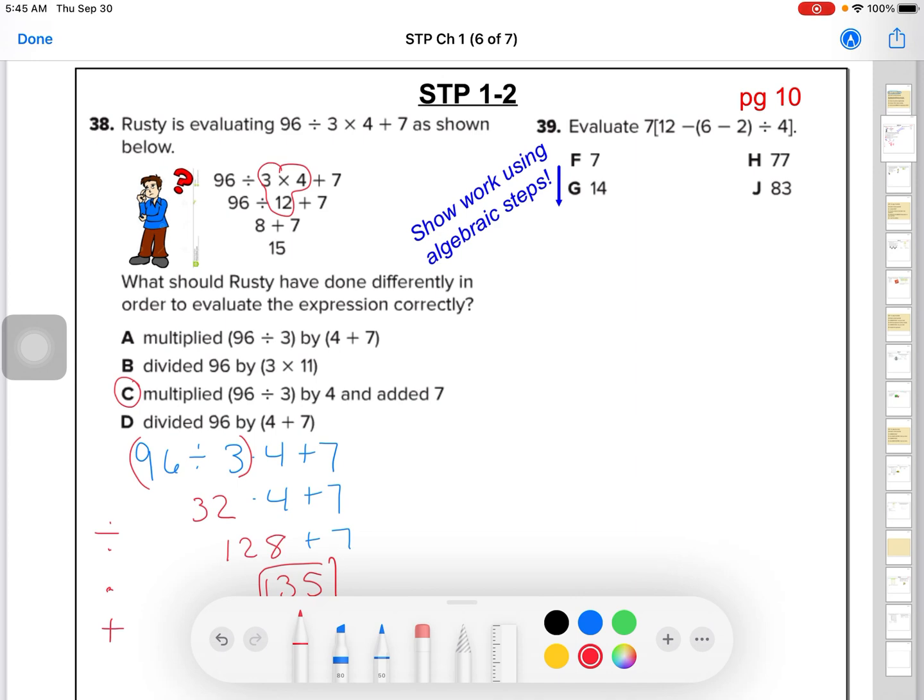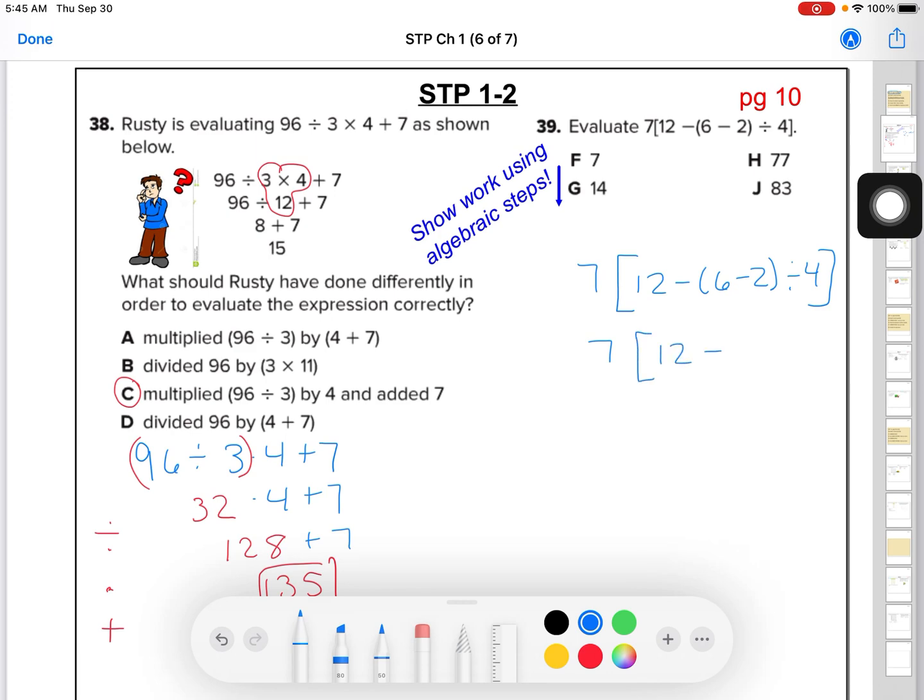Number 39 asked you to evaluate the expression. So remember, evaluate means to solve. So you needed to use your algebra and see if you could solve and get one of the solutions that was here. So I'm going to start with the innermost parentheses. And 6 minus 2 is 4. Then I'll bring down all the other parts.